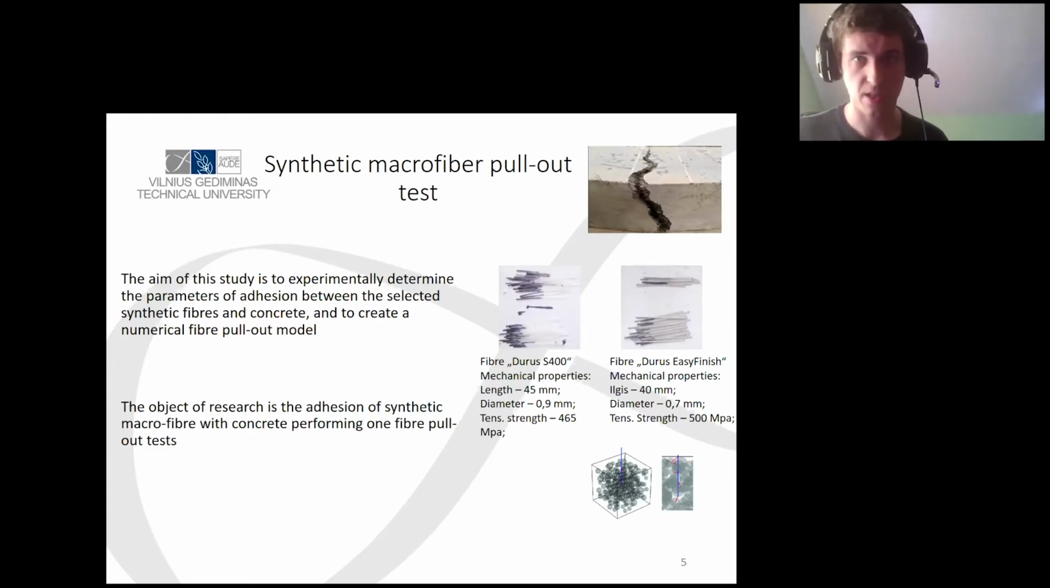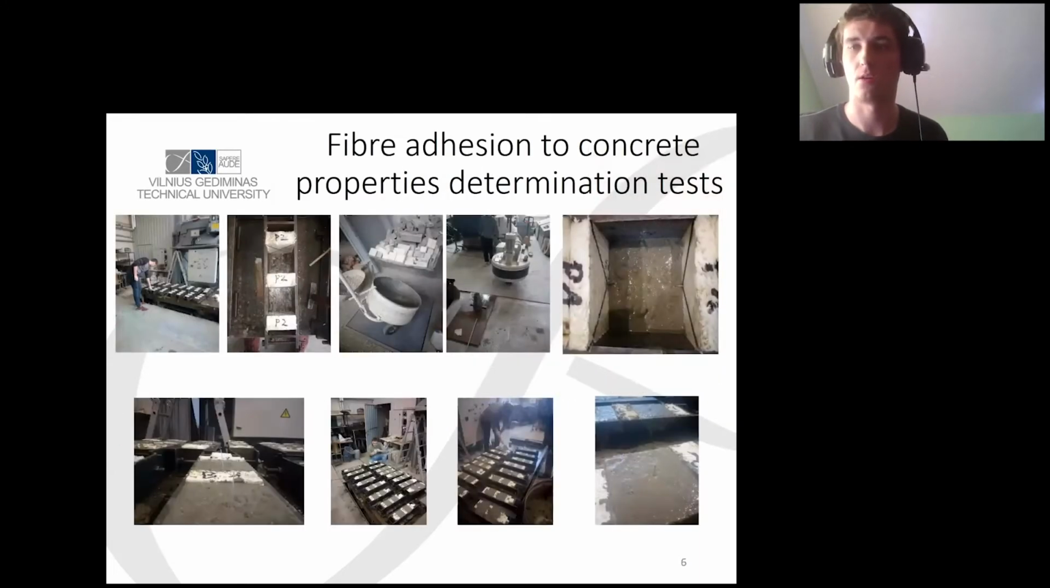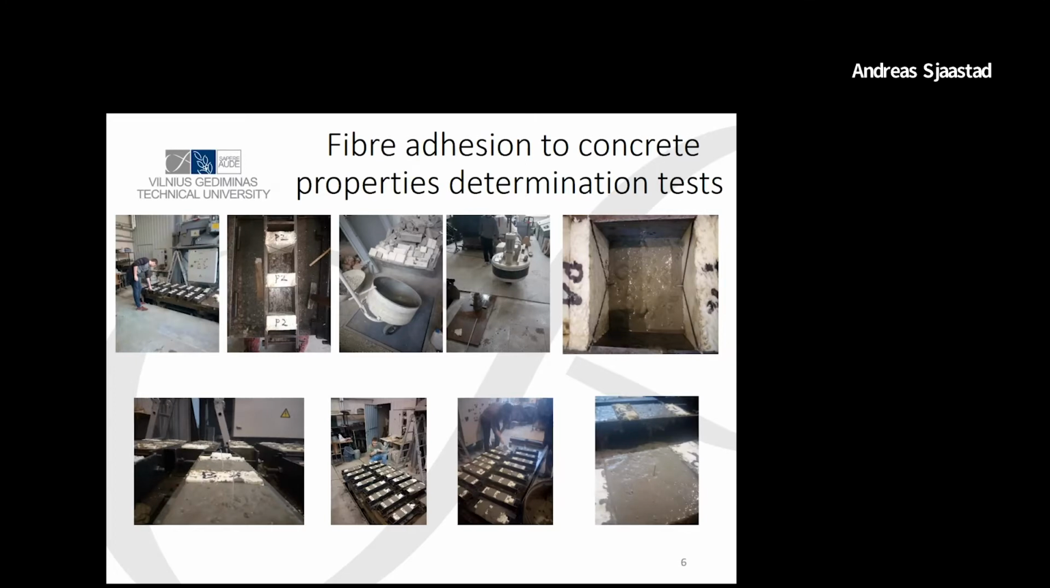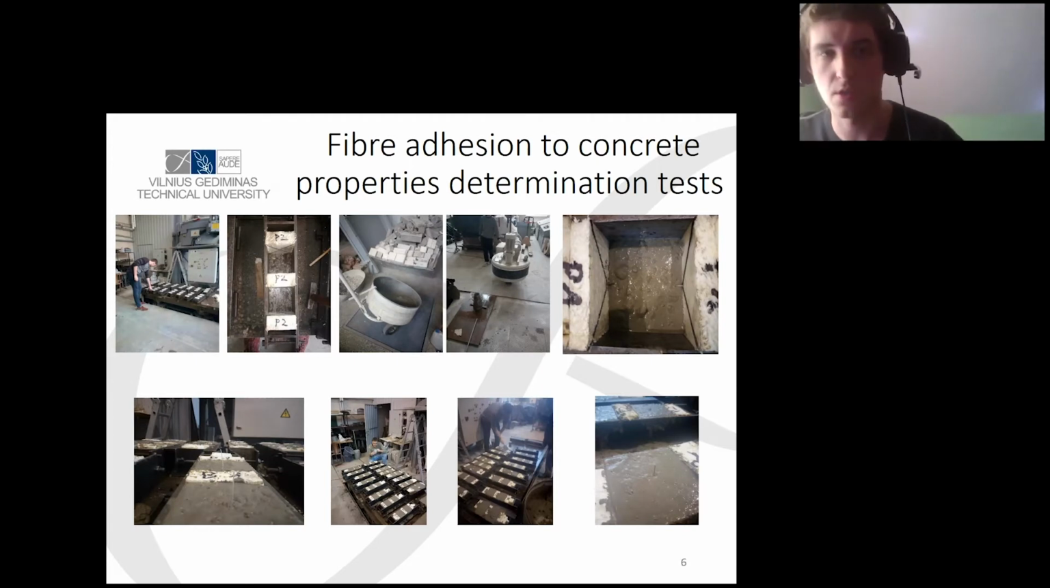So fiber adhesion to concrete properties determination test. So we prepared the formwork in the innovative structures and material laboratory at my university. Then we used foam squares to divide the forms into the lengths for the cubes, concrete cubes. Then we placed the fibers in the foam squares to fix them in position.